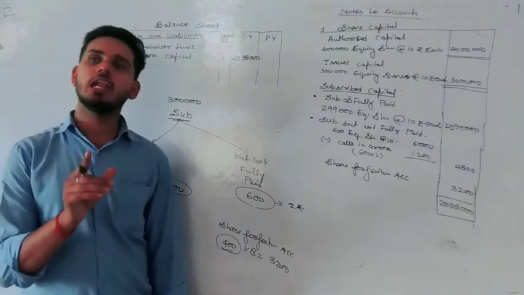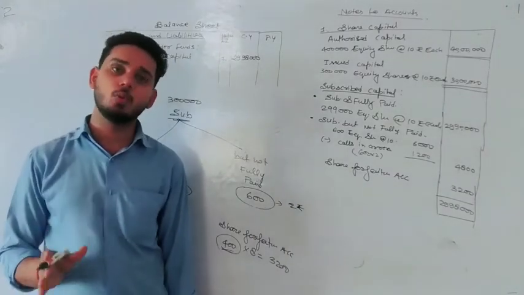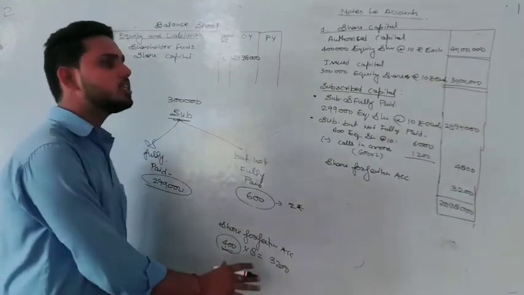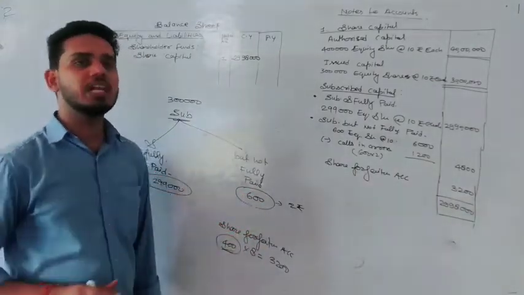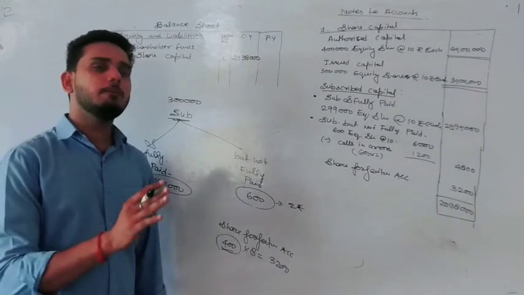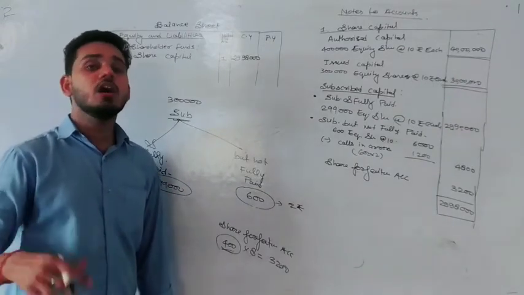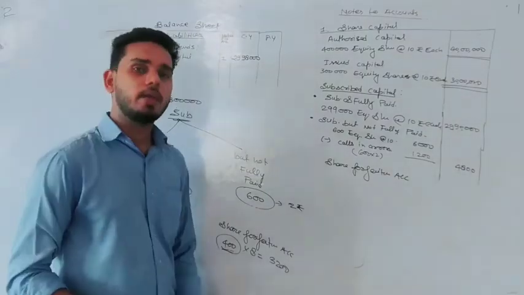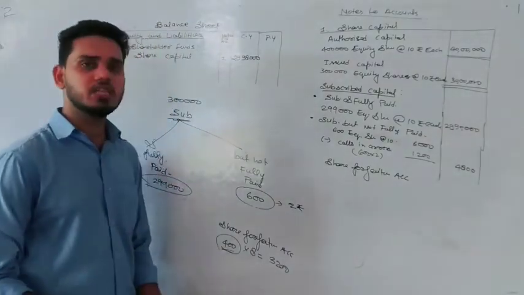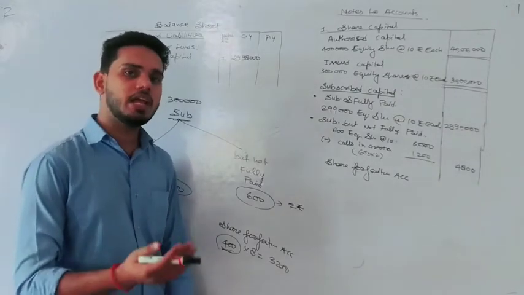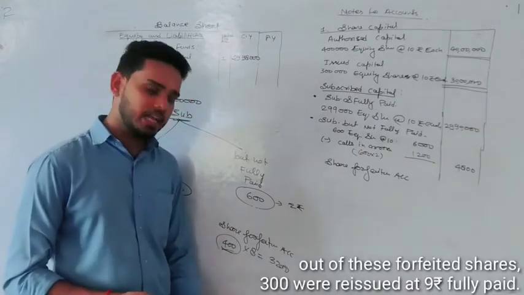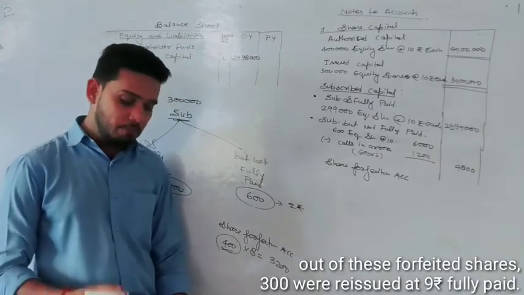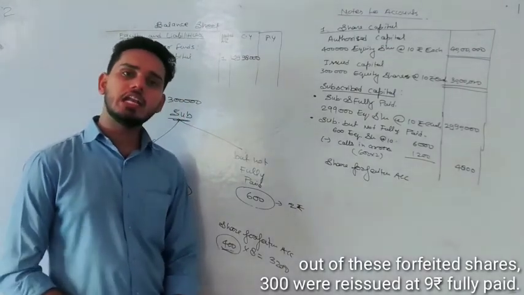Now there can be one last case, that is case number 4. And what that case is: from the forfeited shares on which the company has cancelled the ownership, the company has now reissued some of the shares. So let's see that case. Continuing with the same case number 3, let's suppose there is some extension part, written as: out of these forfeited shares of 400, 300 were reissued.